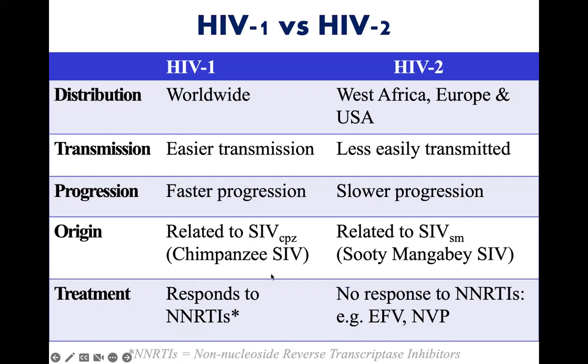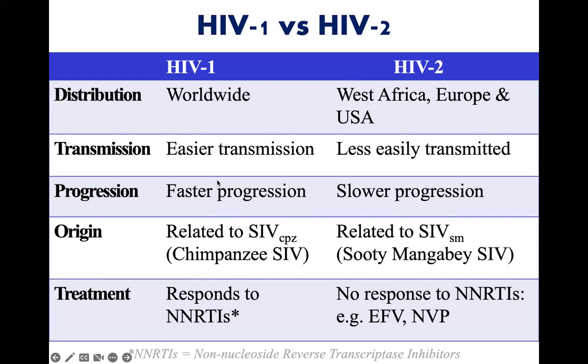And then, as we said earlier, the SIV from chimpanzees is thought to be the main source of HIV in humans. Remember, chimpanzees are the ones that we are most closely related to in the animal kingdom, and so no wonder it was easier for HIV to cross over from chimpanzees. And then HIV-2, we earlier mentioned, is thought to have come from sooty mangabeys.